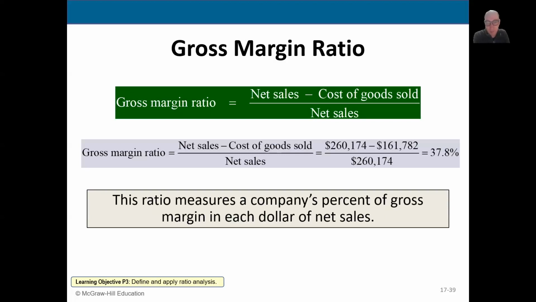Measurement of the company's percent gross margin on each dollar of net sales. Fancy way of saying, what do your margins look like? Gross margin ratio: we take sales minus cost of goods sold, divided by sales. Obviously, the higher the better.